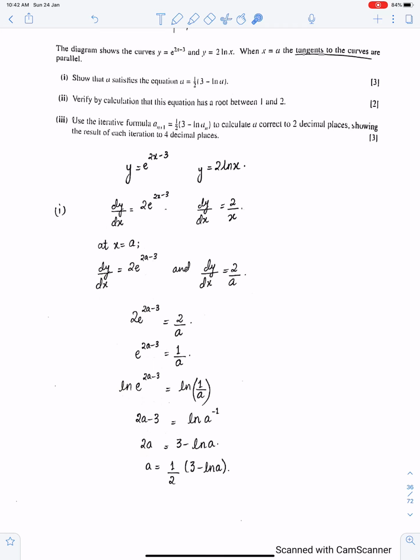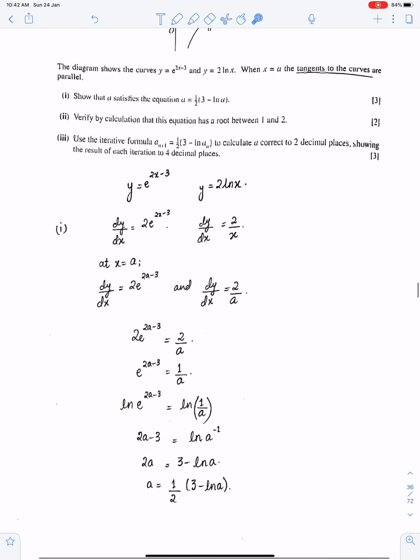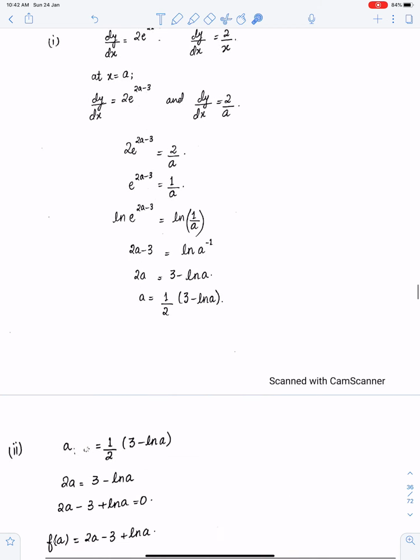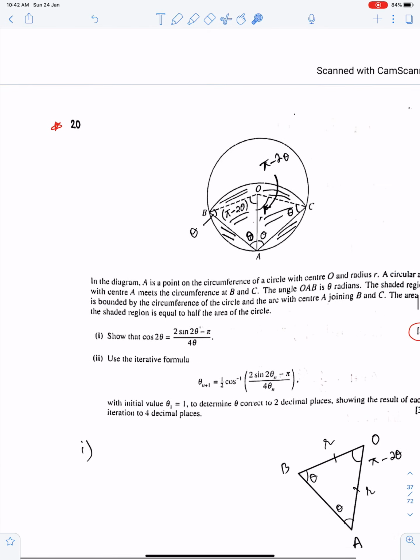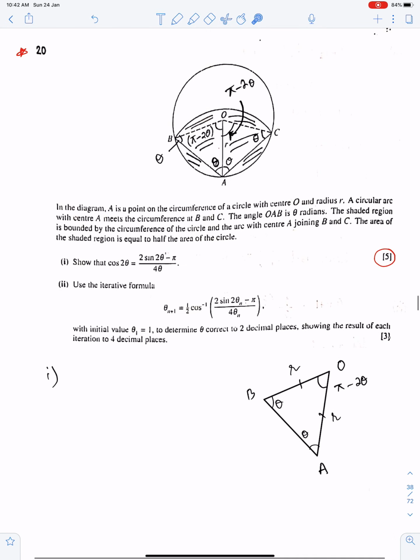I'm leaving the later parts of this question because the later parts are simple. I will discuss this question in my next lecture. This is an important question. Inshallah, we'll discuss it in lecture 3.